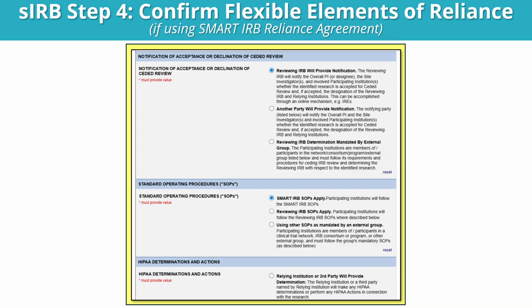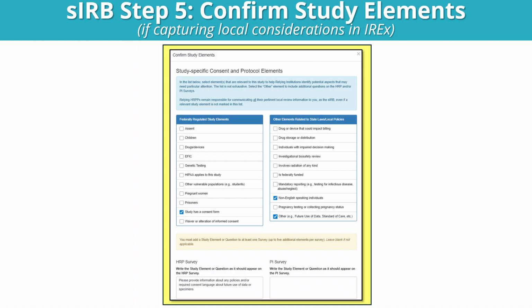If the SMART IRB Reliance Agreement is being used, the SIRB will next complete the Study-Specific Reliance Plan, or SSRP. The SSRP accounts for the flexible elements of reliance and complements the SMART IRB implementation checklist and documentation tool. Finally, if the SIRB is capturing local considerations in IREx, study elements are confirmed. Choosing and confirming applicable study elements allows the relying sites to more easily provide robust local considerations information for the SIRB to review.